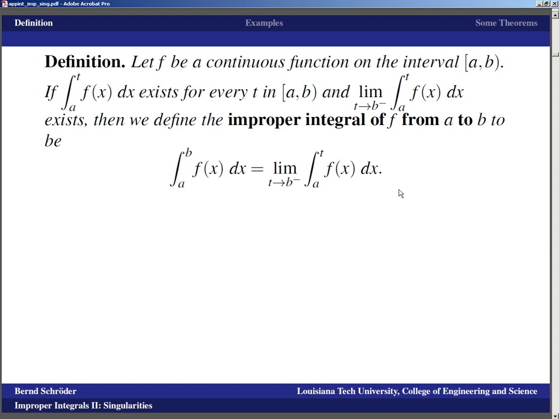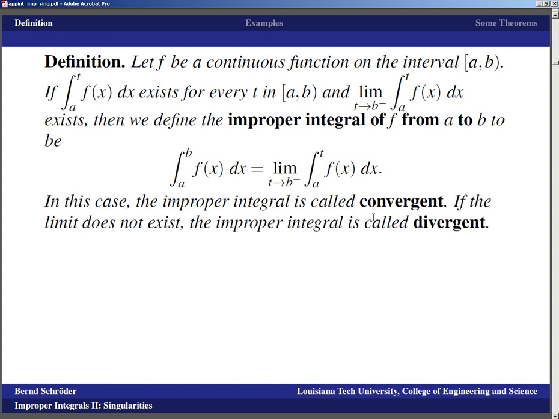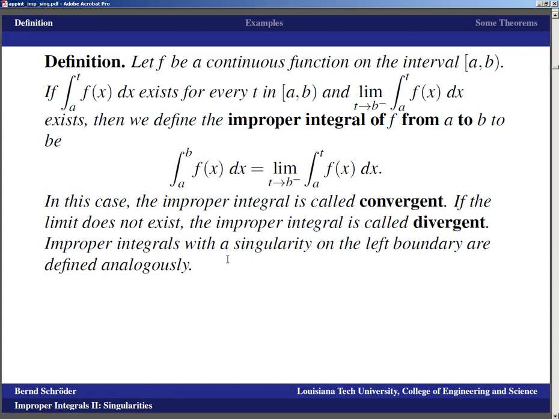So this definition is very similar to many other definitions in calculus. Ultimately what we want to remember is this part, but what this part of course implicitly assumes is that these integrals exist in such a fashion that this limit can be evaluated. And so when that happens, the improper integral is called convergent. When this does not happen, then the improper integral is called divergent. So that is the same language as for the improper integrals over infinite intervals. And improper integrals with a singularity on the left boundary are defined the same way.